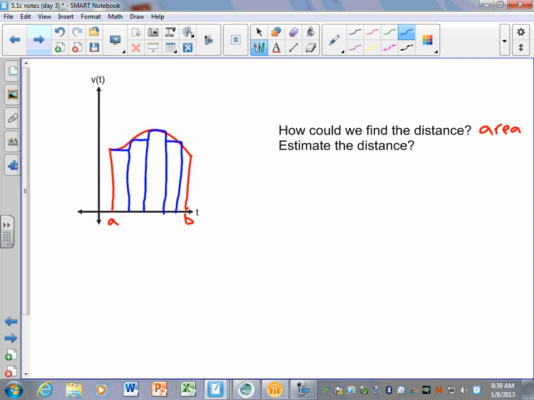Oh, that's kind of really bad. If I broke that up into a bunch of different rectangles, do you agree I'd get pretty close to the area? It wouldn't be exact, but I'd get pretty close. So how could we estimate this, the distance or the area? We could use any shape really, but we're going to focus on rectangles for a while.